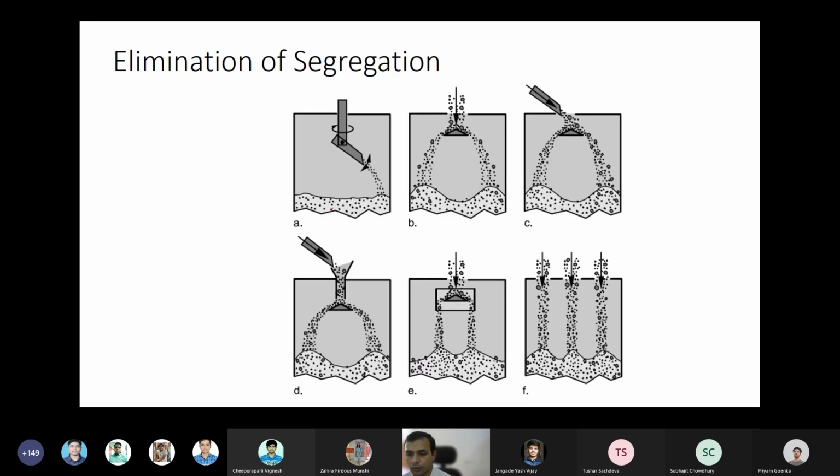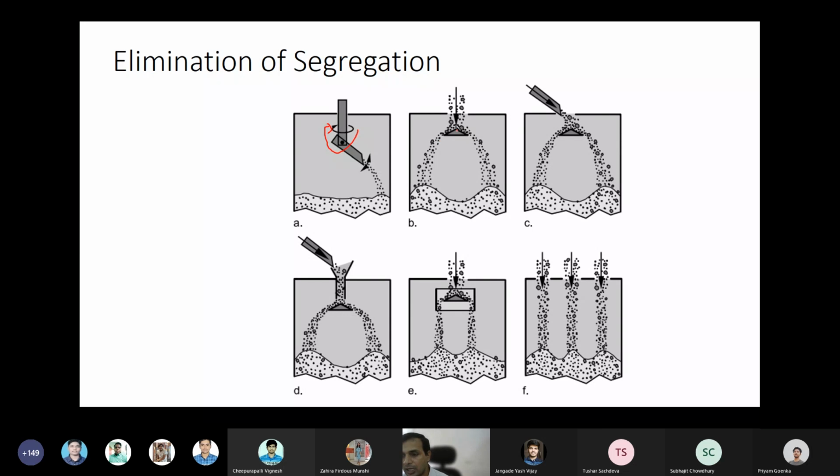So if you don't want segregation to happen, the feeder, the chute, can move and rotate. Instead of putting it in only one location, you can continuously rotate it, just like this. I'm just showing, you all can see my video, just rotating like this. That way, you will not have segregation in one place.